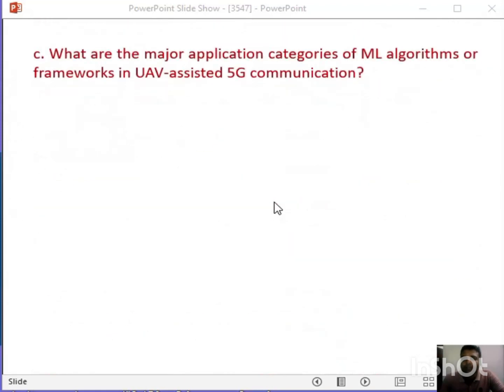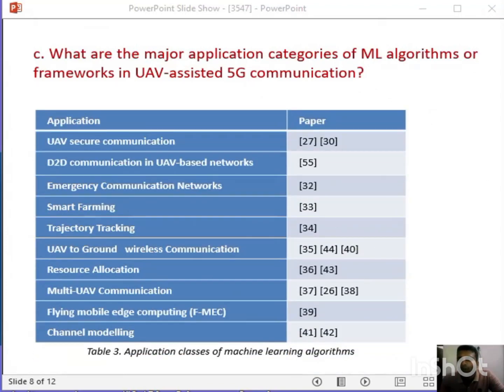The third research question or research inquiry that we have created is, what are the major application categories of machine learning algorithms or frameworks in UAV assisted 5G communication? This investigation question aims to describe the major classes of application of machine learning algorithms in UAV aided 5G communication. In UAV swarm network, the commonly used machine learning algorithms are reinforcement learning, Q learning algorithm, and GA K-means algorithm. Table 3 depicts application classes of machine learning algorithms.